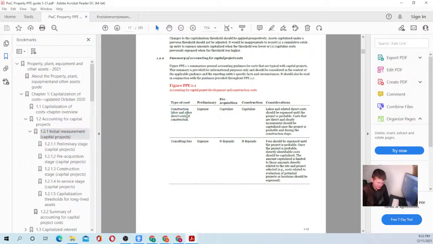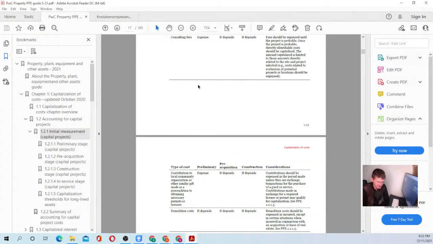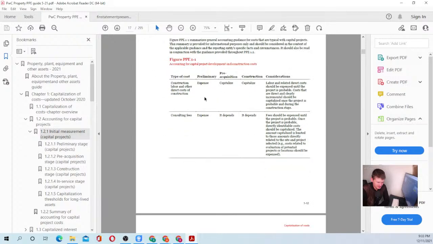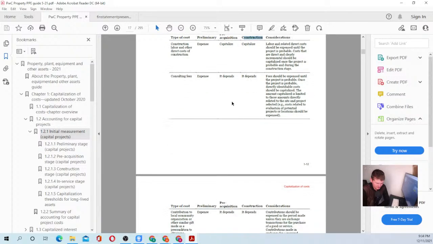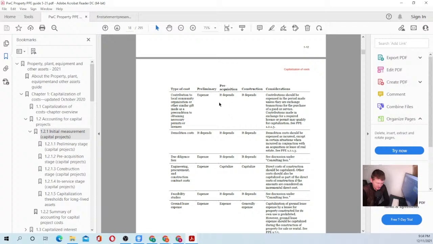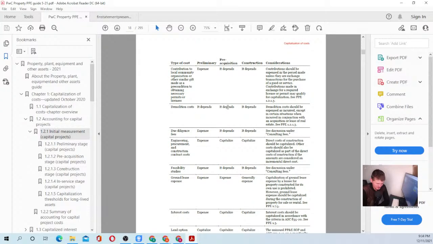Basically, construction labor and other direct costs of construction, if it's a preliminary phase, then we expense, and the guidance also has the definitions for these phases. You expense pretty much everything on the preliminary stage, and you capitalize pretty much everything which is directly related to construction of the assets on a pre-acquisition and construction phase, and you expense pretty much everything which is like an overhead.